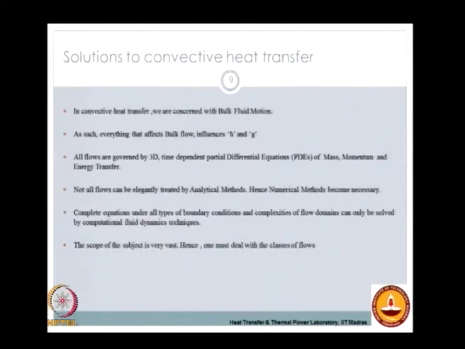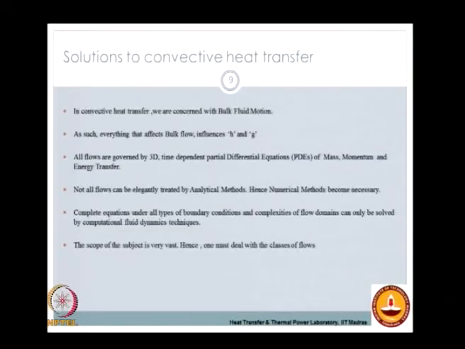So when you look at the solutions to convective heat transfer, we are mostly concerned here with the bulk fluid motion, and so anything that affects the bulk flow effectively influences your heat transfer coefficient, and also the mass transfer coefficient. Here I call the mass transfer coefficient G and the heat transfer coefficient H.